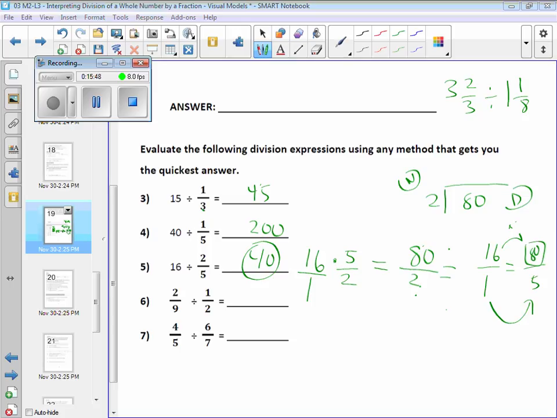Okay, what about this? This is why I want you to show the work. Now we have a fraction divided by a fraction, but the reciprocal rule will always work. 2/9 divided by a half is the same as 2/9 times what? 2. Tops times tops. 2 times 2 is 4. 9 times 1 is 9. 4/9 is the answer.